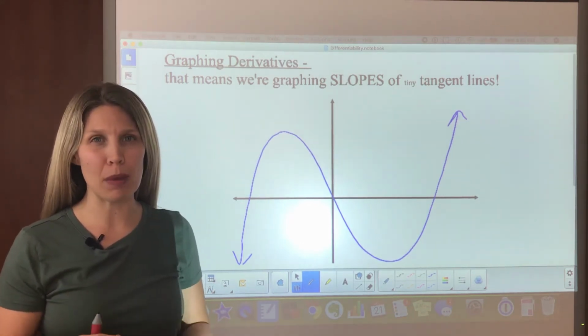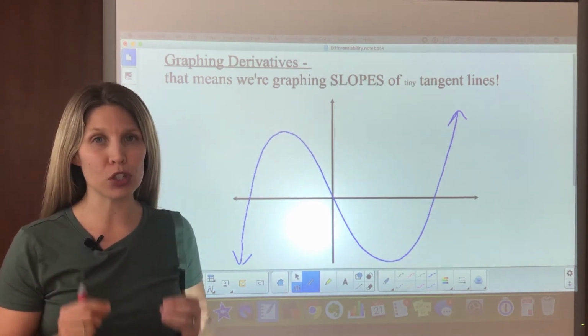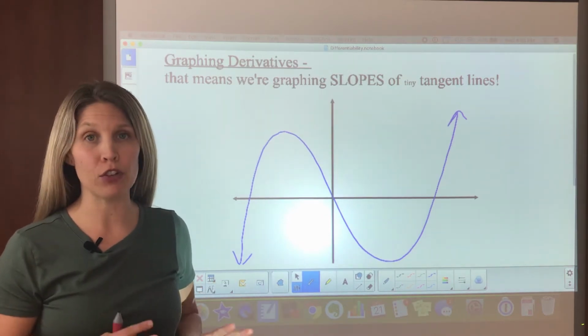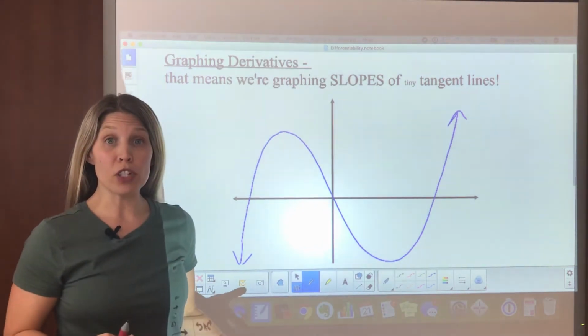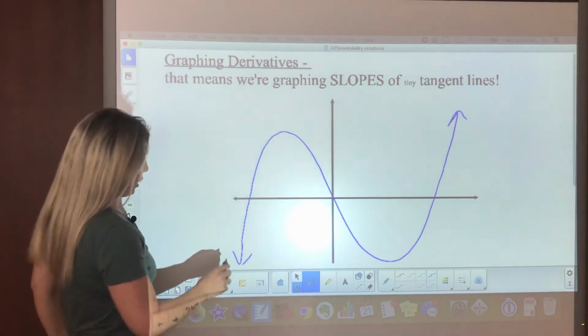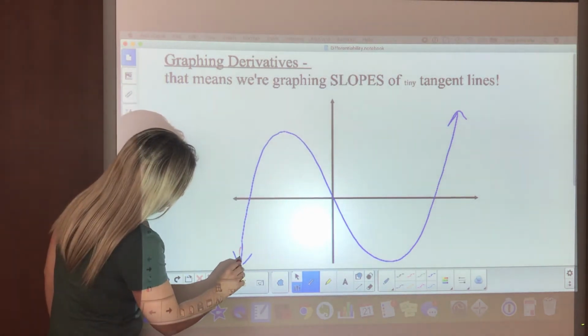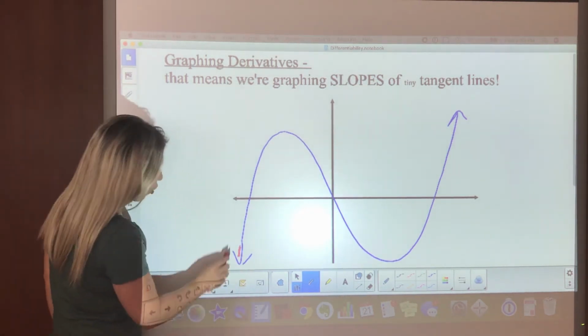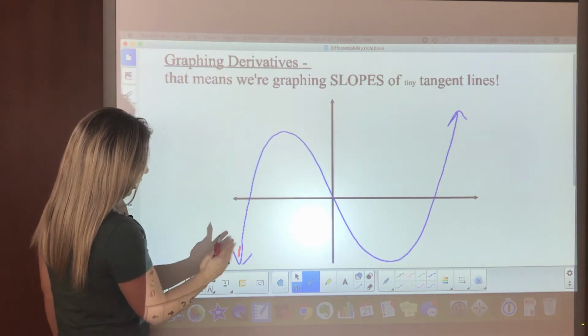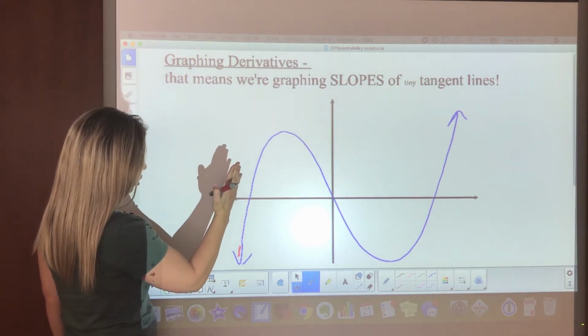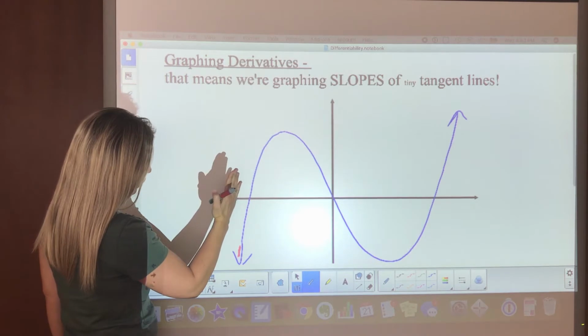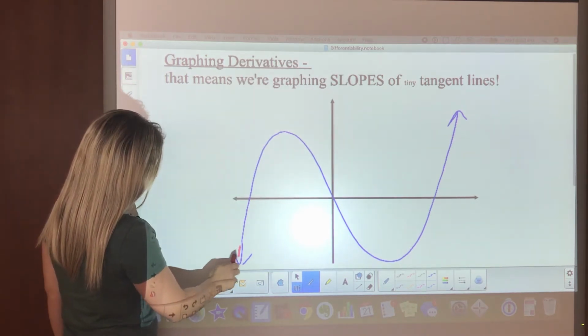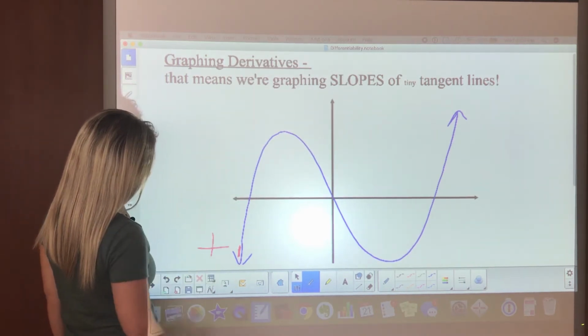The thing you have to remember is that you're looking for slopes of the graph you're given. So I'm going to come over to my function and I'm going to draw a tiny tangent line. So let's say I want a tangent line right there. What kind of slope do we have down here at the end? It's going up and to the right, so that means it's a positive slope. And this slope is pretty steep, so this is a big positive number.